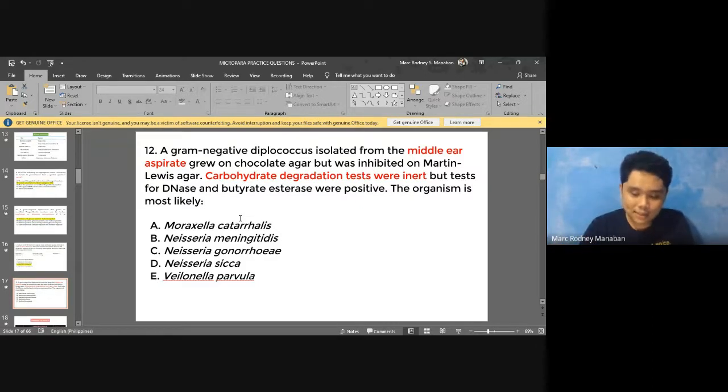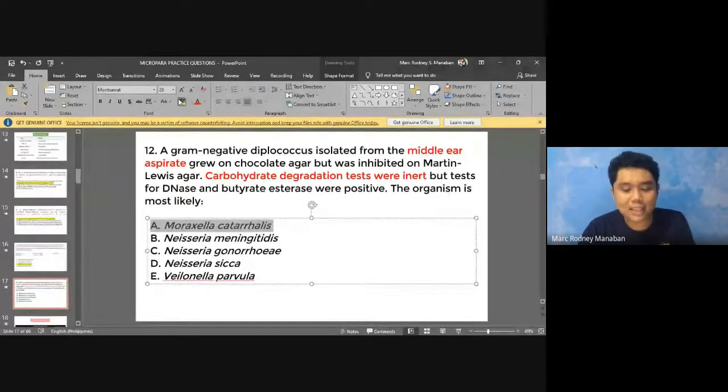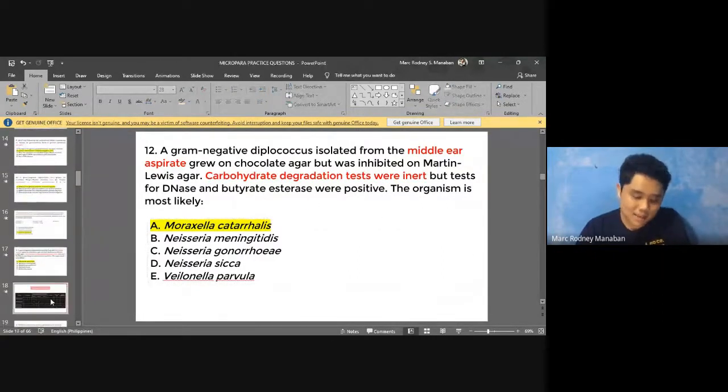But aside from that, let's go to its biochemical tests. The carbohydrate degradation tests were inert. When you say inert, it does not use sugar, alright? But it is positive for DNase and butyrate esterase. These are all characteristic of Moraxella catarrhalis. Take note, your Moraxella catarrhalis is asaccharolytic. It does not use sugar. And aside from that, it is positive for DNase. Alright?